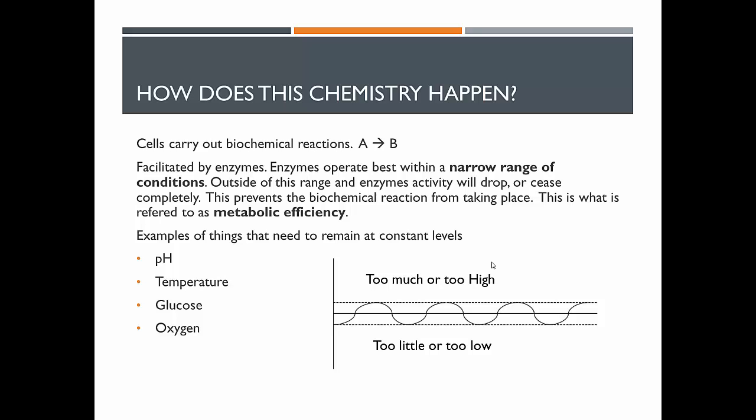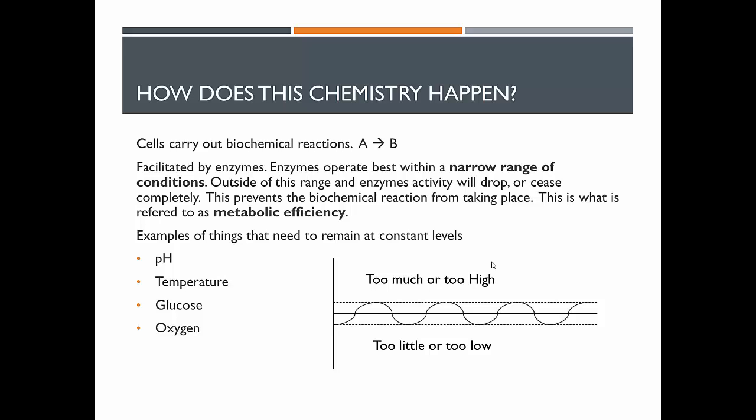These enzymes operate within a narrow range of conditions, so they need a kind of set level of chemical environment in order to actually do the job of taking the reactant A to convert it to product B. If the conditions vary from outside of this range, enzyme activity will either drop or cease, and this kind of sucks because we need those things for life. This is what is referred to as metabolic efficiency.